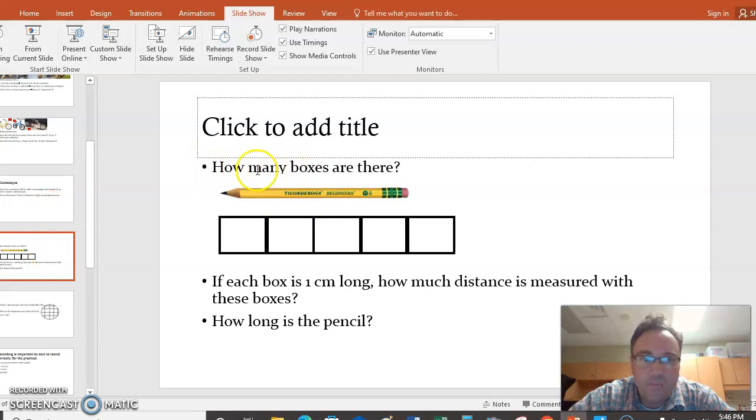First question, how many boxes are there? We count 1, 2, 3, 4, 5. Good. If each box is 1 centimeter long, how much distance is measured with these boxes? We got 1 centimeter, 2 centimeters, 3, 4, 5 centimeters. So 5 centimeters total is measured with these boxes. Next one, how long is the pencil? We have 1, 2, 3, 4 centimeters. So the pencil is 4 centimeters long.